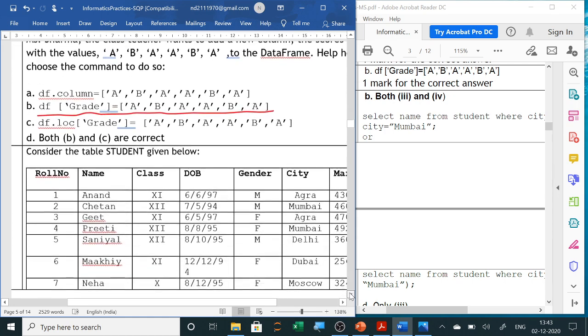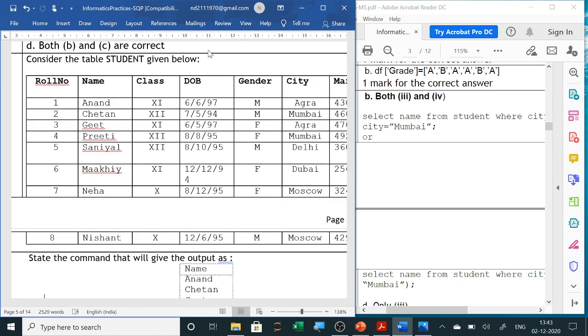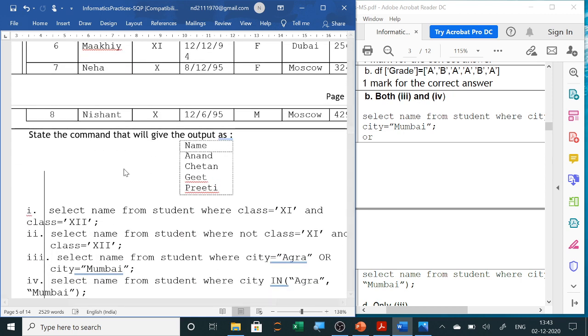Now the next question is: consider the table student. Now here the 5 marks are over for the first case study. Now the second case study we are starting, the MySQL case study, where a student table is given to you, and according to the output, the question is to state the command that will give the output as this.